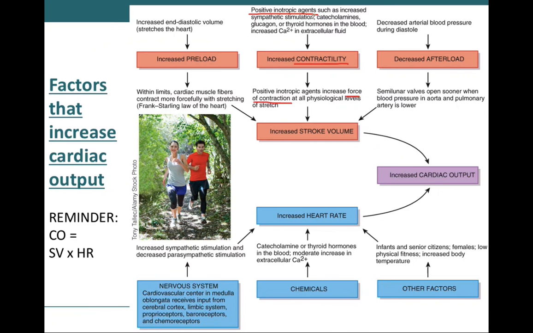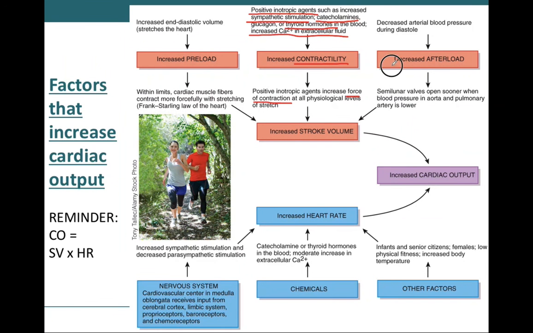A few examples of positive inotropic agents are our catecholamines, norepinephrine and epinephrine, increased calcium in the extracellular fluid, as that will directly affect our cardiac action potential, thyroid hormones in the blood, or perhaps stimulation from the sympathetic nervous system. All of these will increase the contractility of our ventricles. And the greater the contractility, the greater the stroke volume.